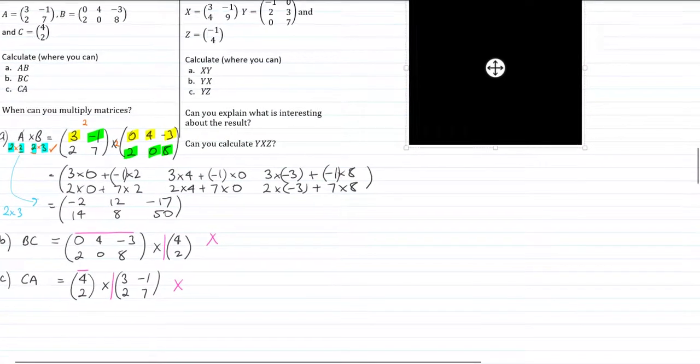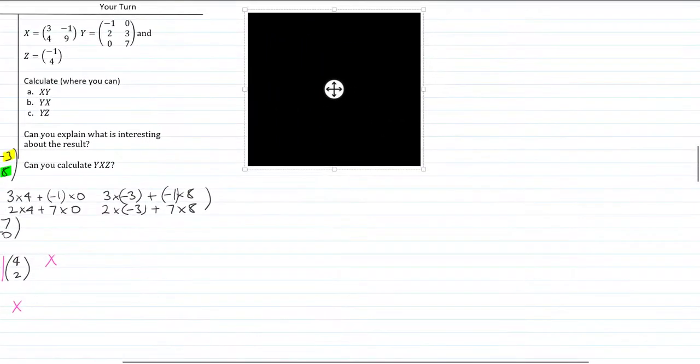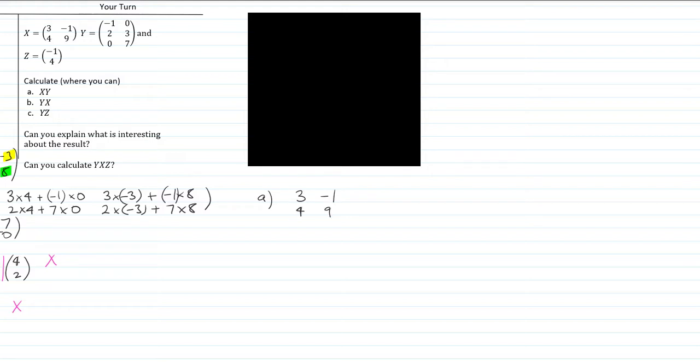Okay, so well done on that 3 minutes. I'm going to zoom across here and quickly do some solutions for you. The solution to A, x times y, is 3, negative 1, 4, 9 times -1, 0, 2, 3, 0, 7, and hopefully you recognise that this has a 2 by 3 dimension mismatch. That doesn't work. So we can't multiply these two. Maybe you make a comment there.